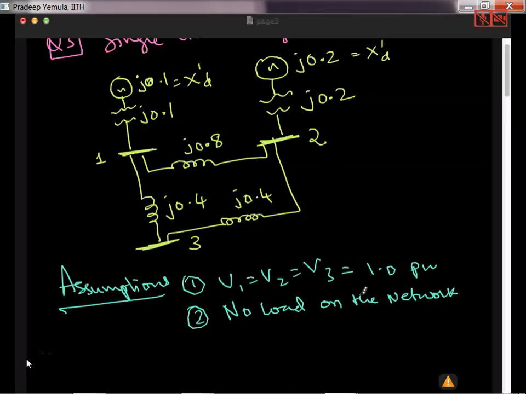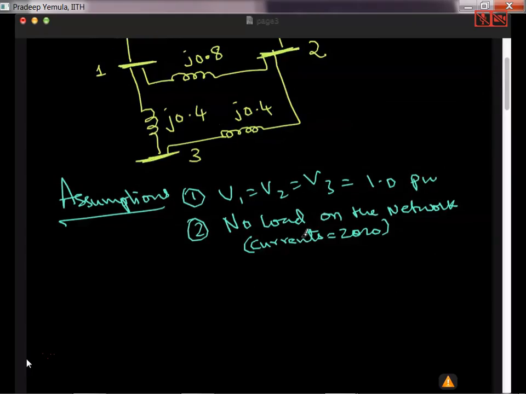So if there are no loads, what will happen? There won't be any current flowing between line 2 to 3. The current between 1 to 3 will be 0. All the currents will be 0. So because the currents are 0, there are no voltage drops, and therefore all voltages are 1. This is just an assumption.